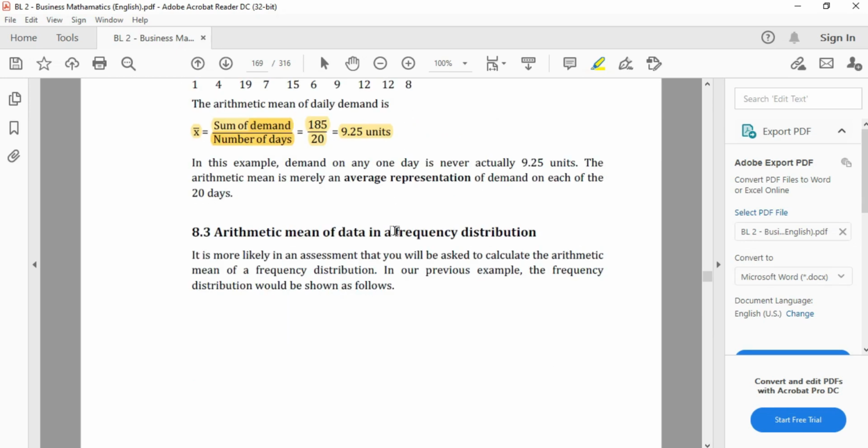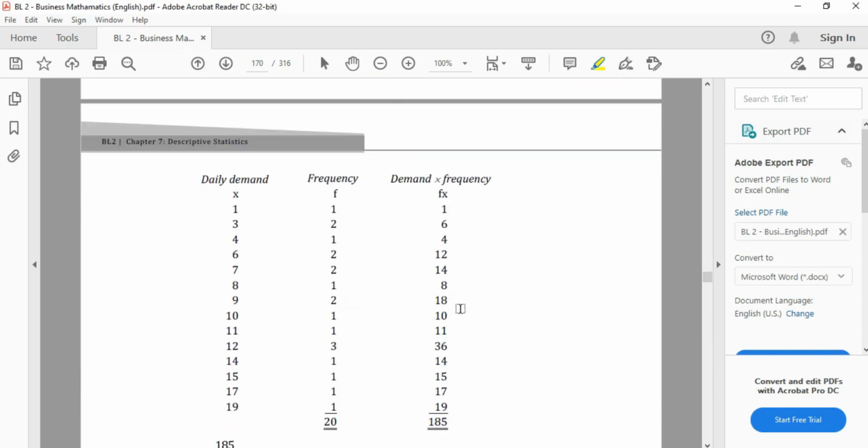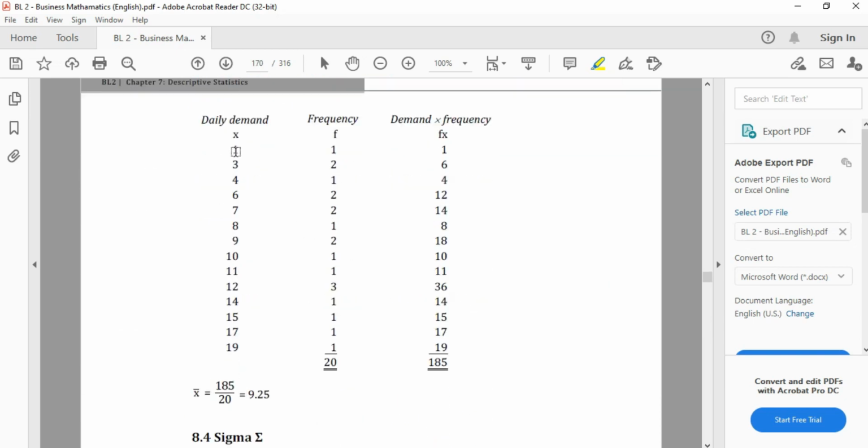Okay? Right. So, arithmetic mean of data in a frequency distribution. It is more likely in an assessment you will be asked to calculate the arithmetic mean of a frequency distribution. Right? So, in the previous example, the frequency distribution would be shown as follows. So you have demand of one item only one time. Then what you should do, so wait, this demand into frequency column will not be given in the exam. They will only give daily demand and frequency.